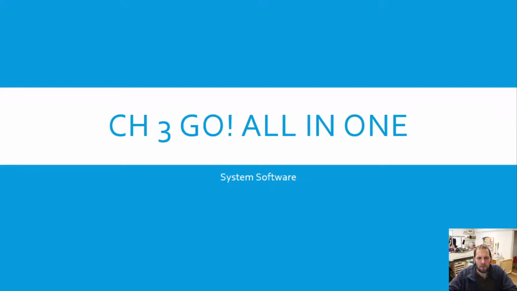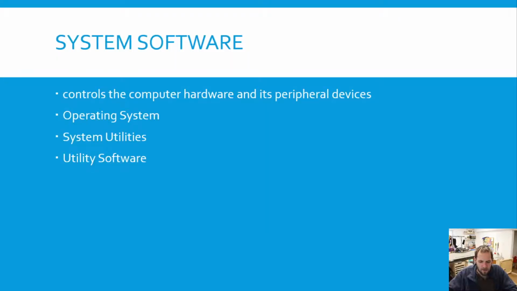So, chapter 3 of Go All-in-One is system software. All right. So system software, there's a few different things. This is going to be what's going to control the computer hardware and its peripheral devices. So things like your drivers and stuff like that. You're also going to have operating systems, all right, whose job is to manage the system resources and provide an interface for you to communicate with the hardware and other software.